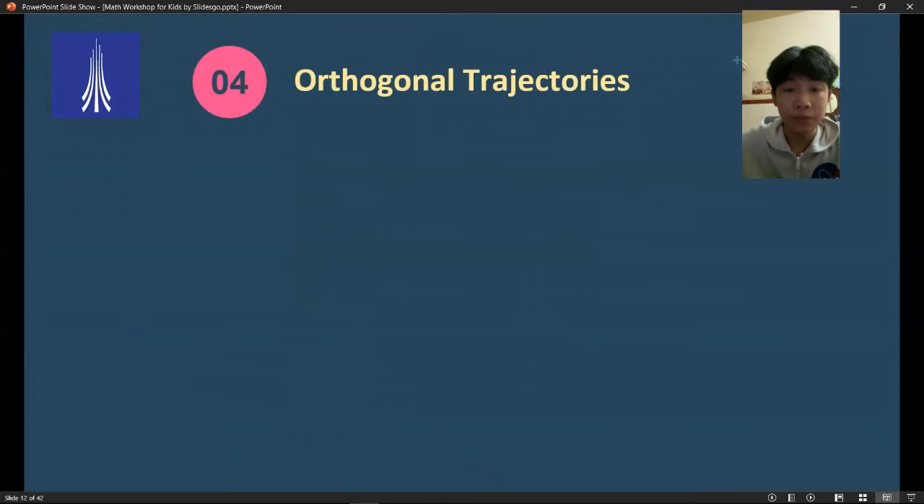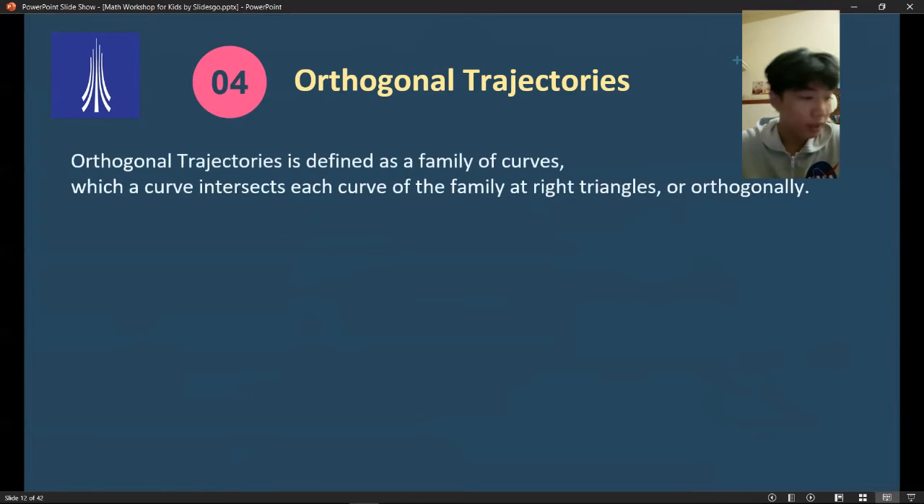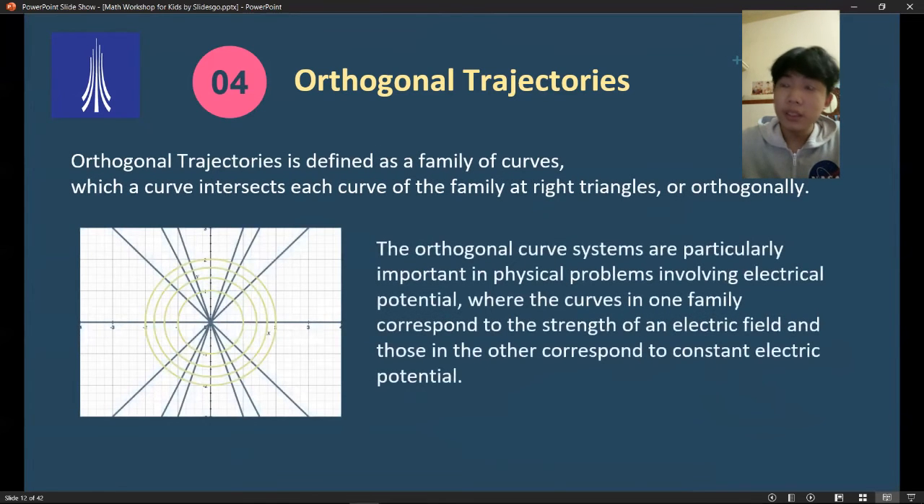So moving on to the fourth part of my presentation, the orthogonal trajectory. An orthogonal trajectory is defined as a curve that intersects each curve of a family of curves at right angles, or orthogonally. The orthogonal curve system is particularly important in physical problems involving electrical potential, where the curves in one family correspond to the strength of an electric field, and those in the other correspond to constant electric potential.